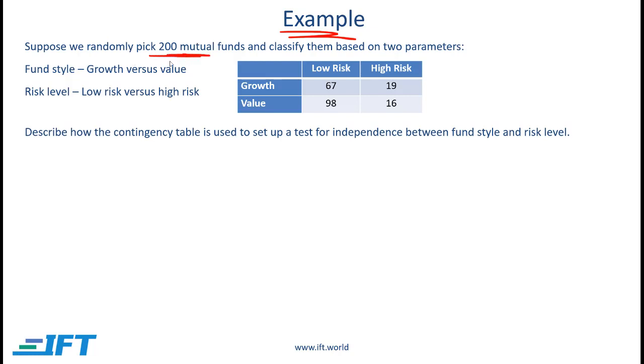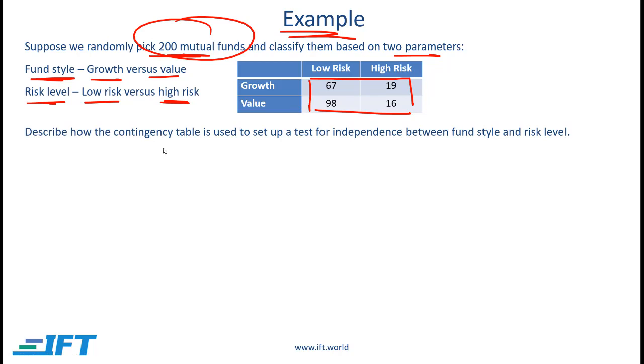Say we have 200 mutual funds, and these mutual funds are classified along 2 parameters. The first is fund style. So here we have either growth or value, and the other is the risk level, where we have either low risk or high risk. So this is the data. These are the joint probabilities that are given. We don't have the marginal probabilities at this stage, and the total number though is given. The total number is 200. So how can we use a contingency table to test for independence between fund style and risk level?